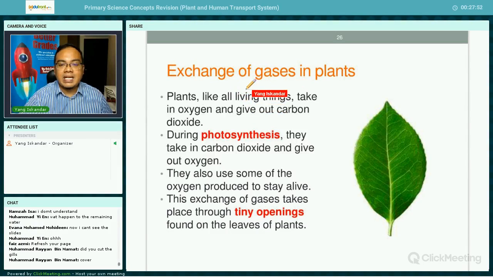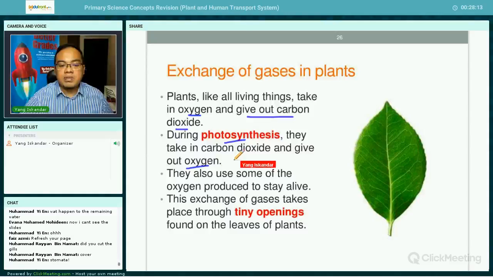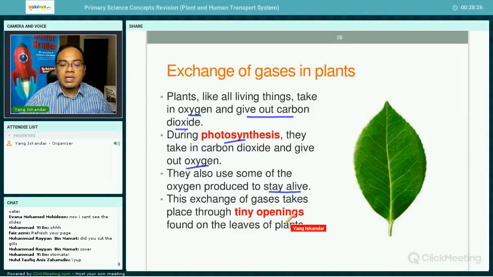Now, what happens in the exchange of gases in plants? Plants, like all living things, take in oxygen and give out carbon dioxide. During photosynthesis, plants take in carbon dioxide and give out oxygen. This exchange of gases happens in the leaves. They also use some of the oxygen produced to stay alive in the process of respiration. This exchange of gases takes place through the tiny openings found on the leaves of the plant, which are called the stomata.